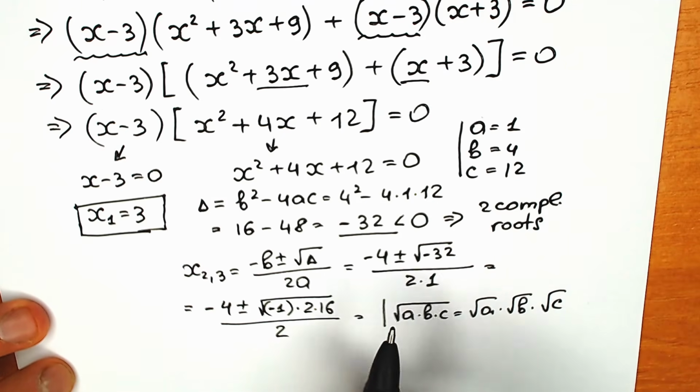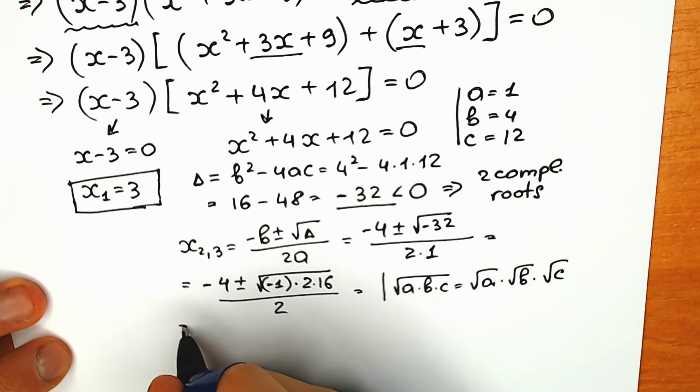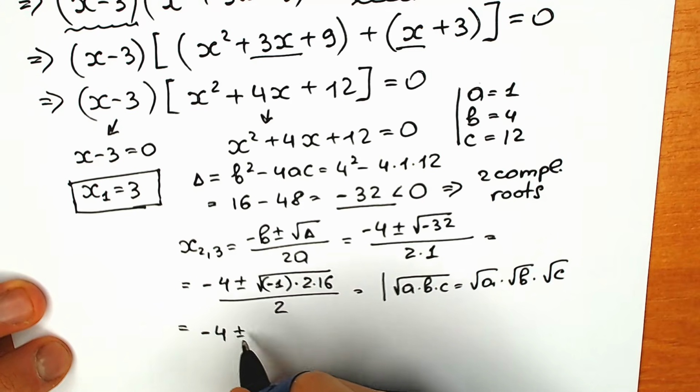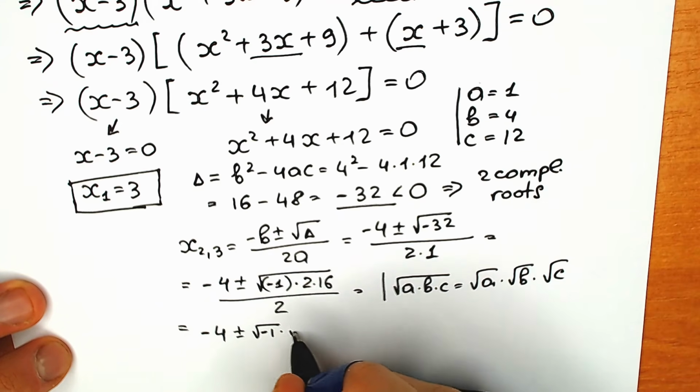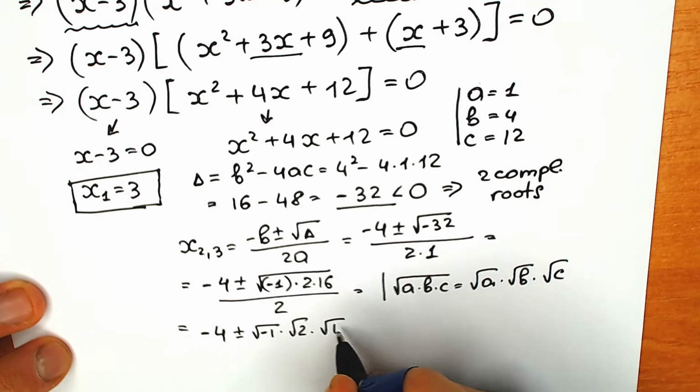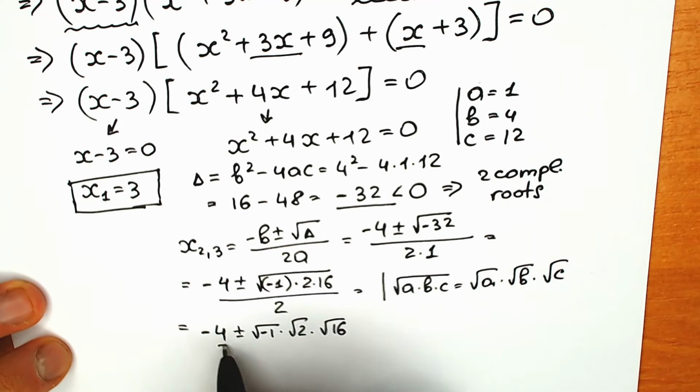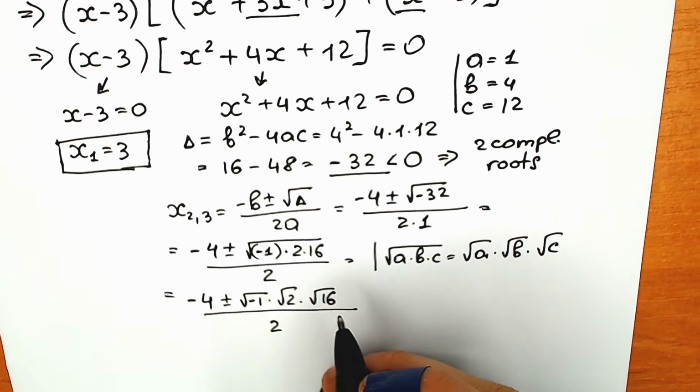Okay, so we can actually split it. Let's do it right now. We have minus 4 plus minus square root of minus 1 times square root of 2 and times square root of 16, all over 2. What are we going to do next?